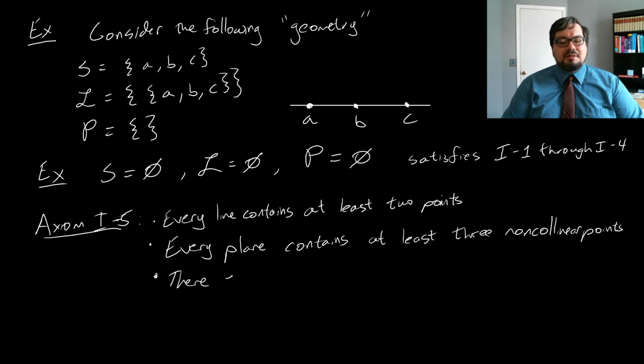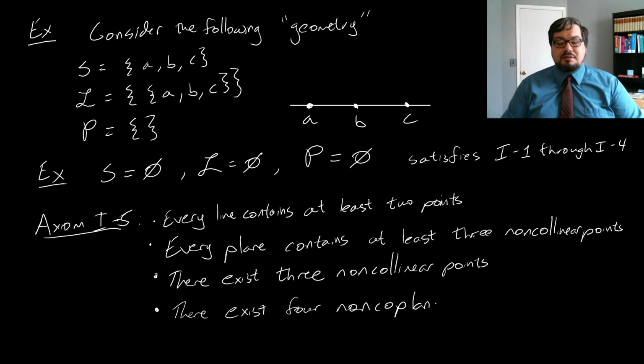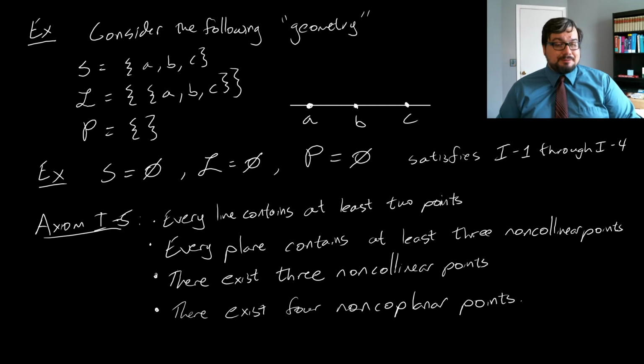There exist 3 non-collinear points. So this is the part of axiom I5 which makes our first example fail, because in our first example up here, there did not exist 3 non-collinear points. So our first example would not satisfy axiom I5. And finally, there exist 4 non-coplanar points, meaning that our whole geometry doesn't lie in a single plane.